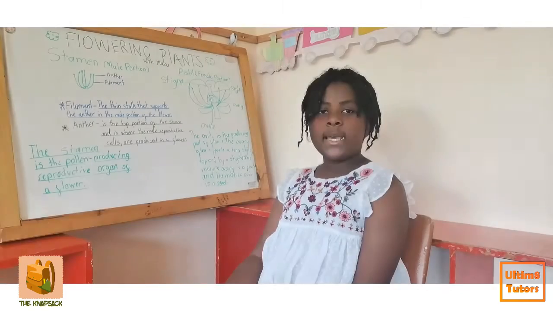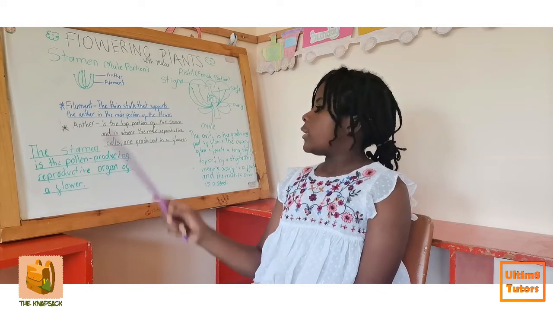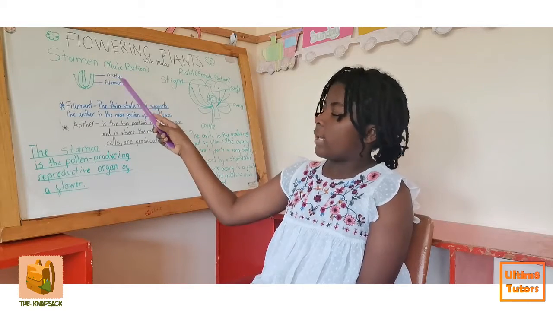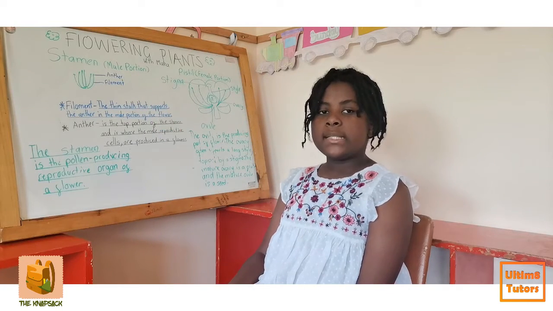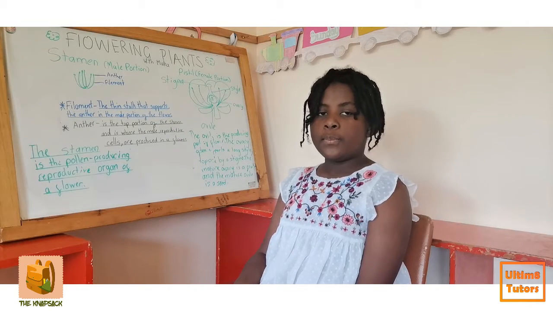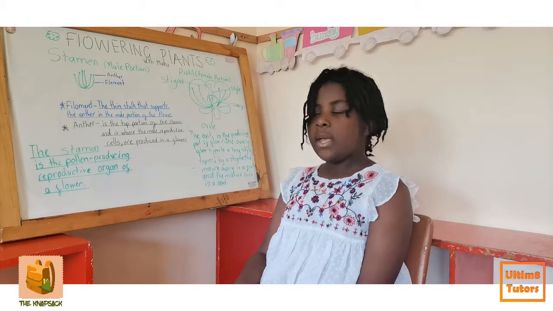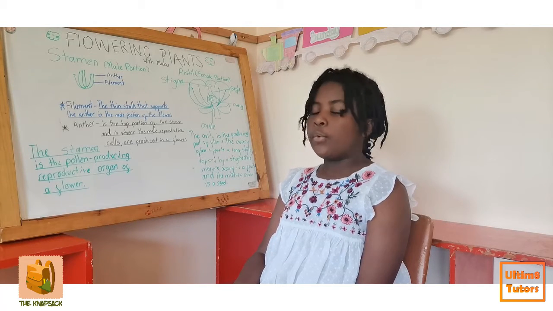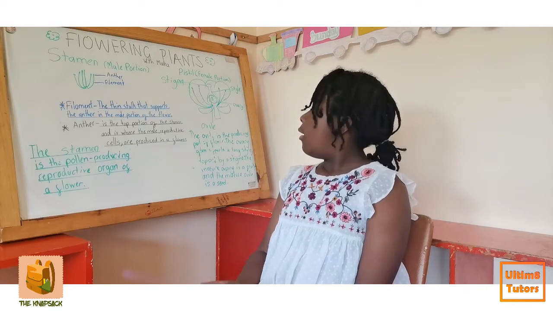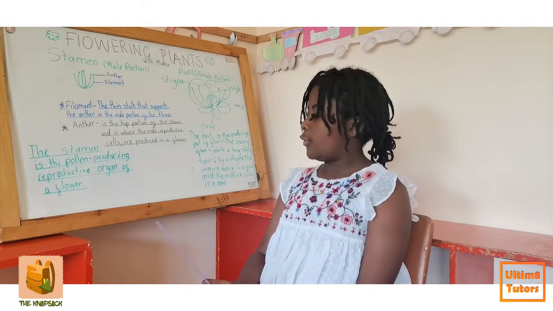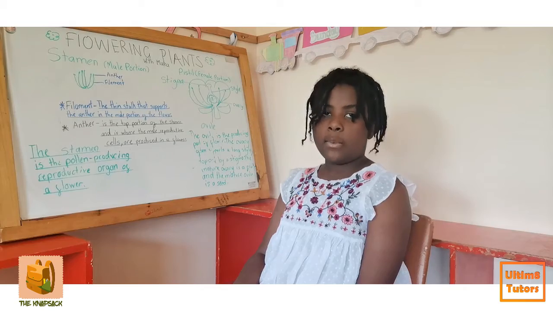A flowering plant is made out of two parts, the stamen and the pistil. The stamen is the male part of the flower, which is made up of the anther and the filament. The filament is the thin stalk that supports the anther in the male part of the flower. The anther is the top portion of the stamen and is where the male reproductive cells are produced in a flower. The stamen is the pollen-producing reproductive organ of a flower.